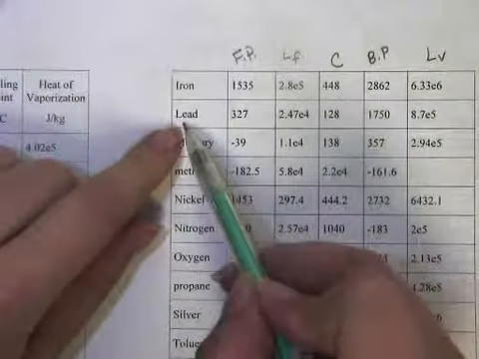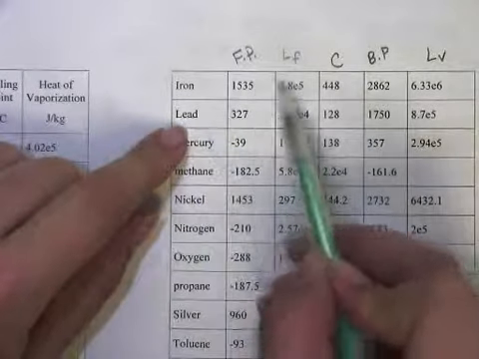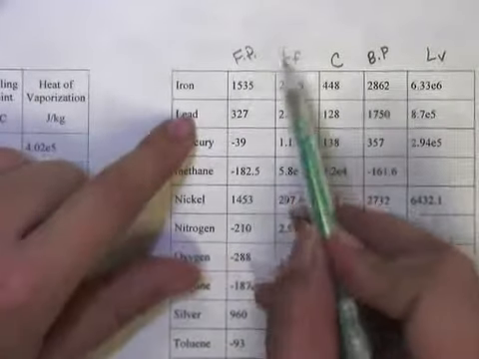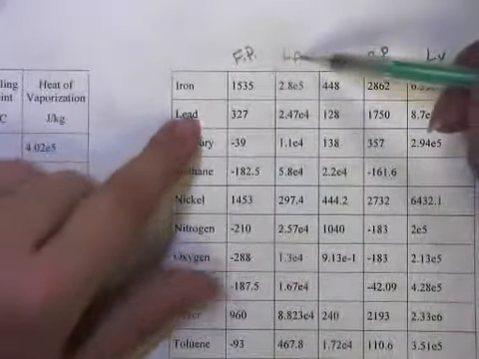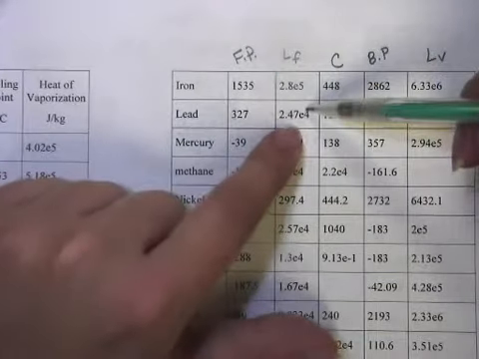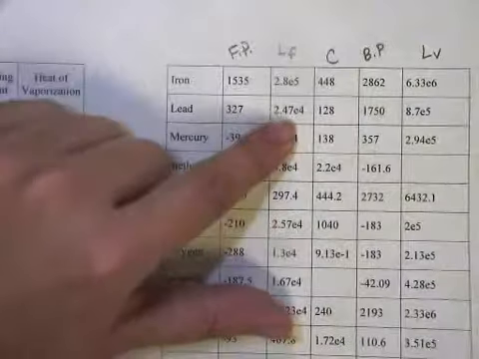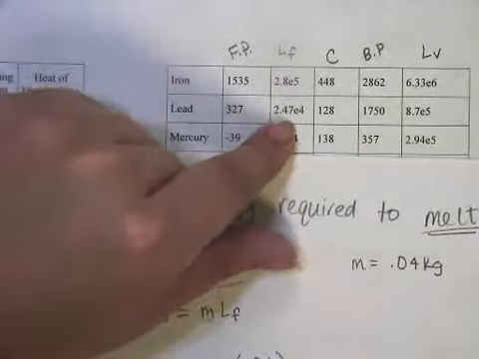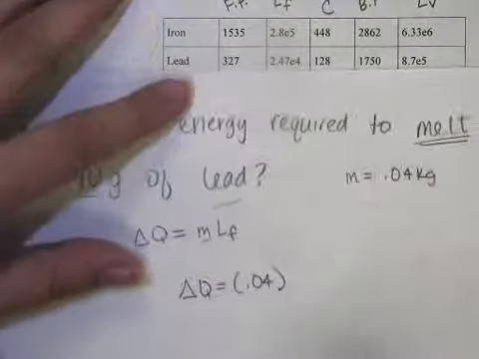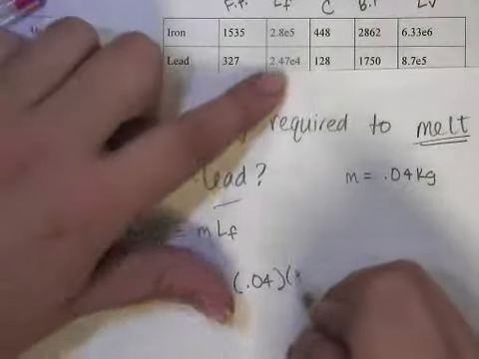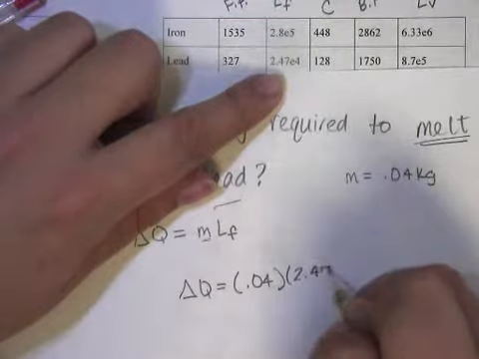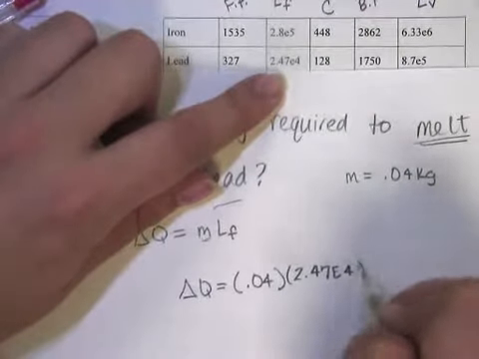All right, back to our problem. We're looking for lead, and we need the heat of fusion. So I'm just going to do just like you did in social studies. It's kind of like a chart. That is the latent heat of fusion for lead. So I'm going to plug that into my equation, 2.47 e to the 4.